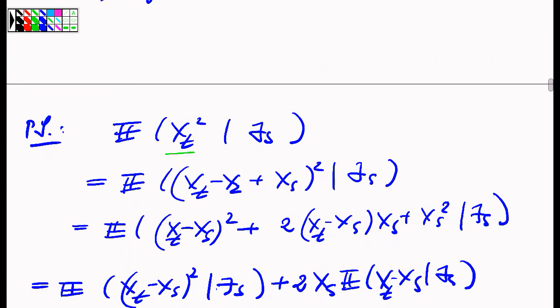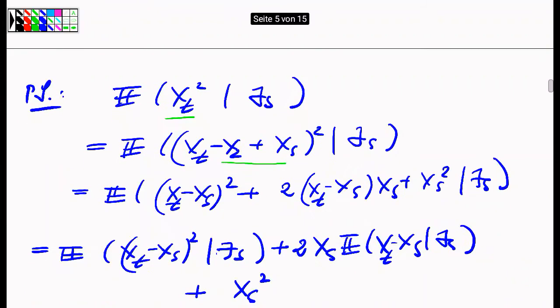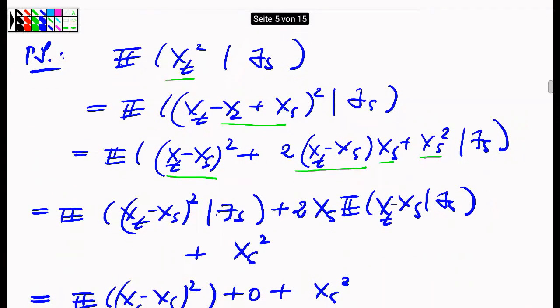So I insert inside the square the 0, which I write as plus minus Xs. Then I have a sum of a difference and an Xs in the square, which I square out by the binomial formula, which gives me this difference squared plus 2 times the difference times the Xs plus the Xs squared. All of this is inside the conditional expectation. I decompose it into the summands, and get these 3 pieces for the conditional expectation.